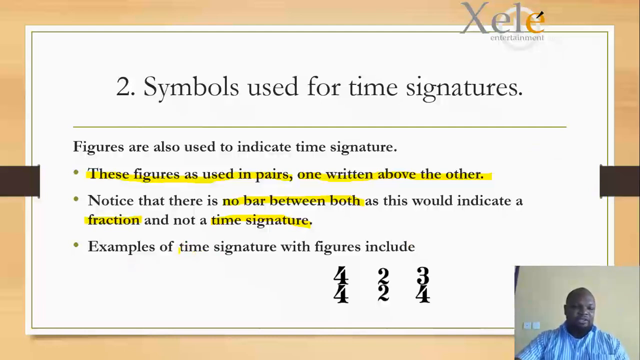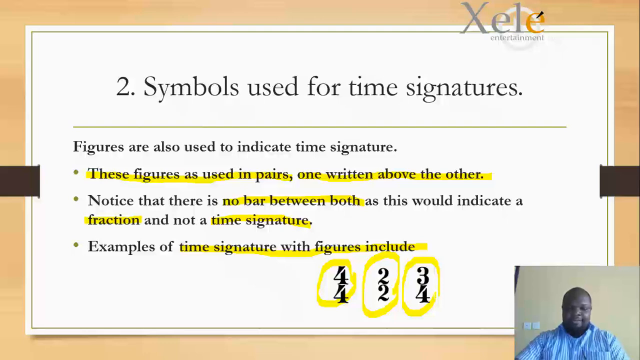Examples of time signatures with figures would include 4-4. Again, you see that it's pronounced as 4-4 and not 4/4. Now this is 2-2, and here we would have a 3-4.